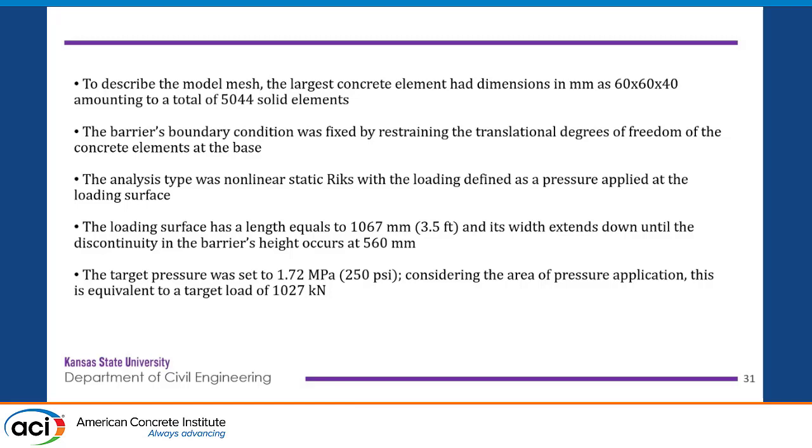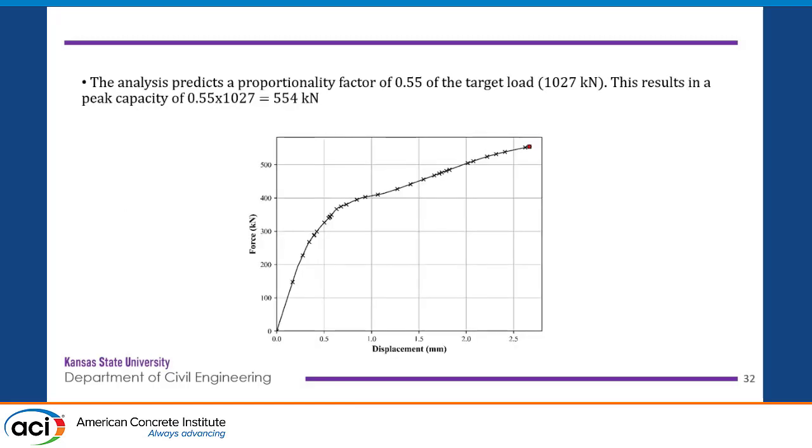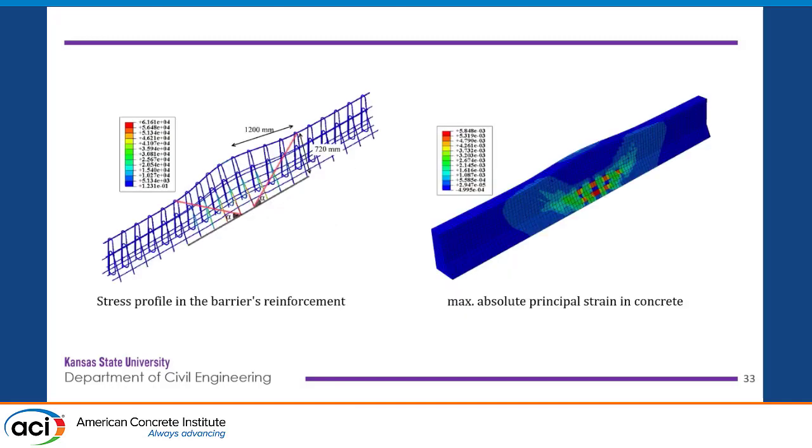However, we analyzed the structure using Riks analysis, and Riks analysis gives you the failure as a load proportionality factor. So if the structure survived this much force, the load proportionality factor is going to be 1. But in our case, the load proportionality factor was 0.55 times this target force, which yielded 554 kilonewton.